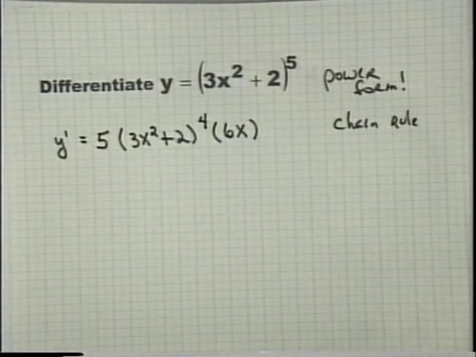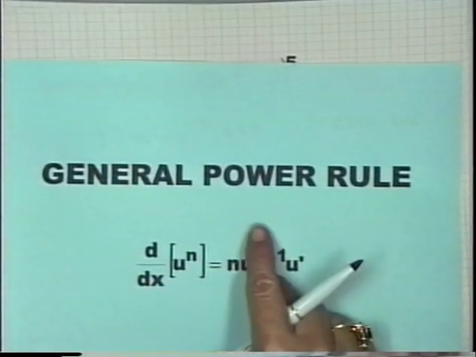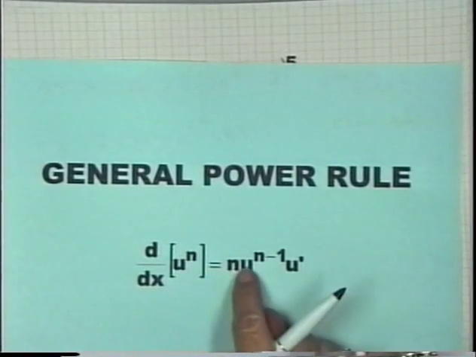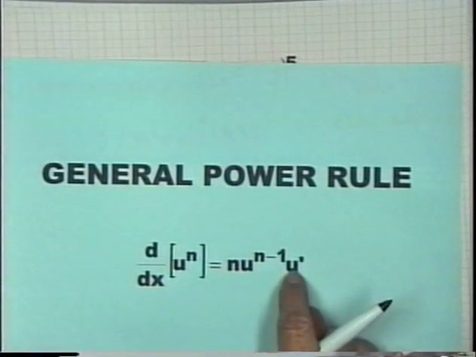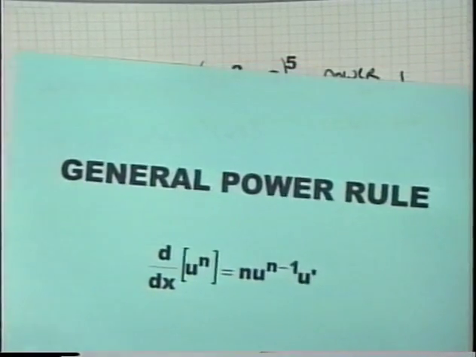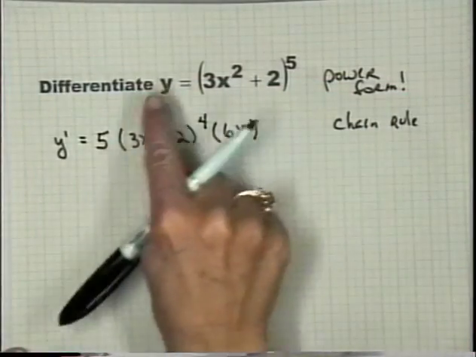Notice again on this general power rule, I want to make this specific. Your n comes down, your quantity is reduced to power, and you multiply times the derivative of that function that was raised to a power. So we've done all those pieces.